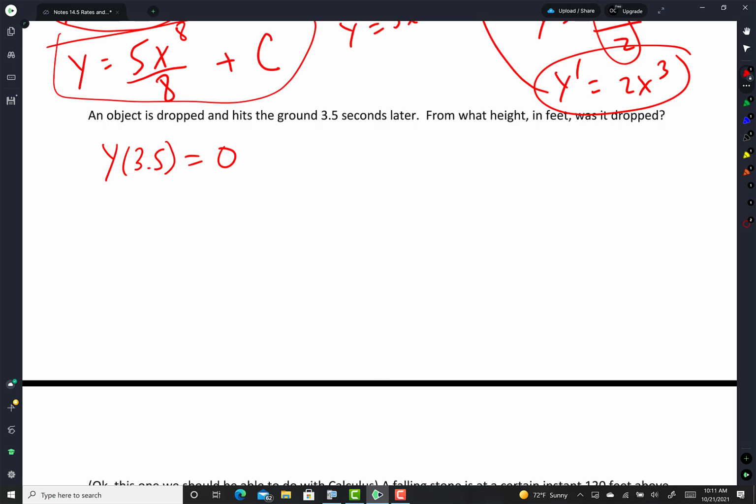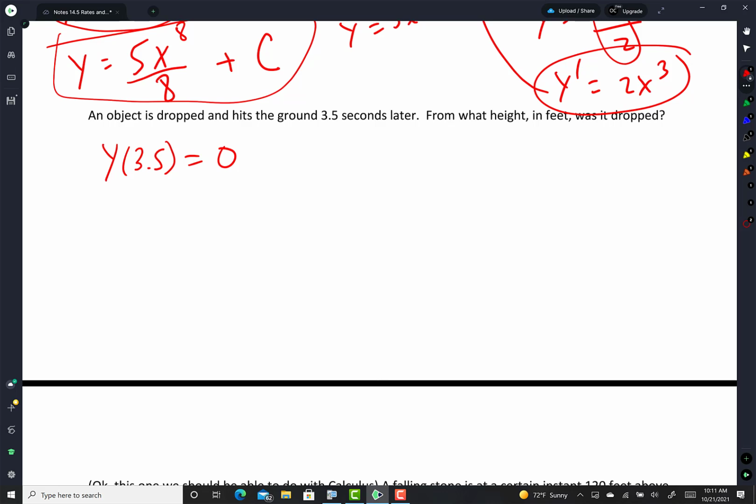No, not initial. This is my final position. I'm saying that this is height on the y-axis. So it took me 3.5 seconds to hit the ground, right? When you see x of whatever, that's motion on the x-axis, and y of t, that's motion on the y-axis. So in 3.5 seconds, my height was 0 because I'm on the ground.